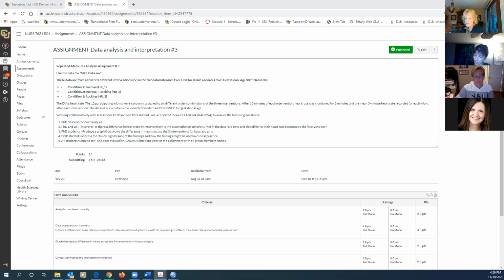So it doesn't ask you anything about gestational age, which is going to come into play in your response to the clinical significance of the findings. Because what do we know about heart rate and gestational age? So it's 30 to 34 weeks. We wouldn't expect probably a huge difference, but the heart rate slows as the kid gets older. So that would be an important variable to look at some point in the future, and you have it, but it's not part of this assignment.